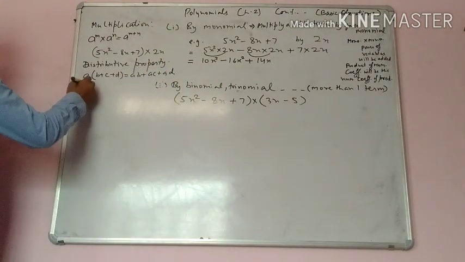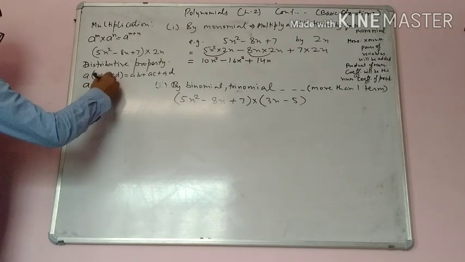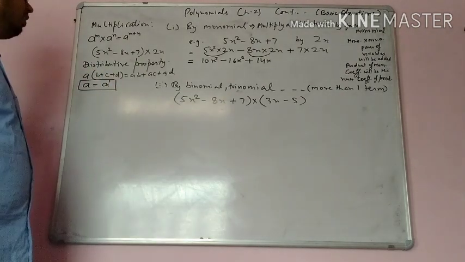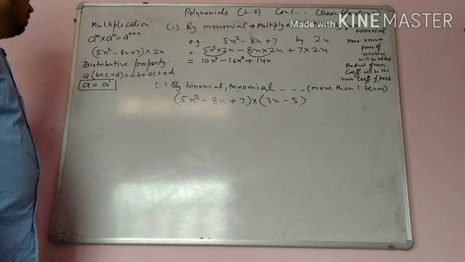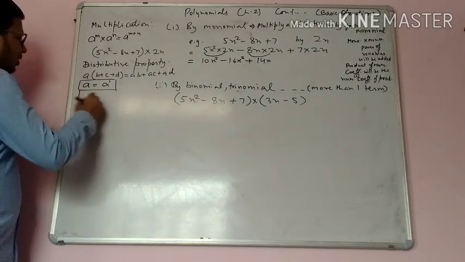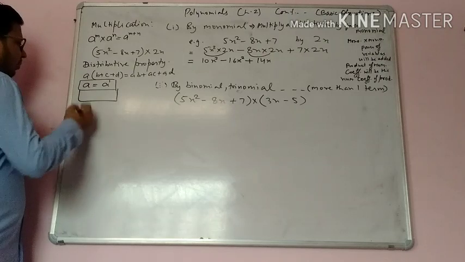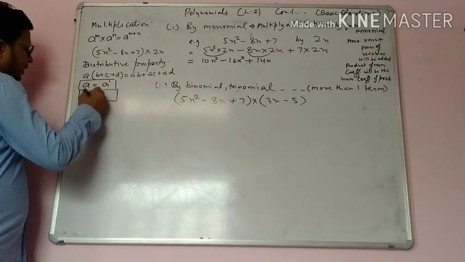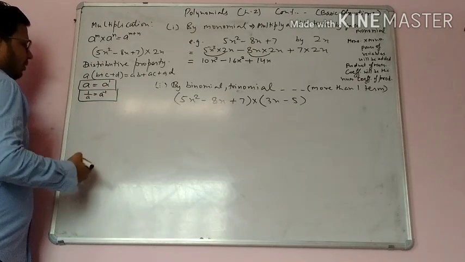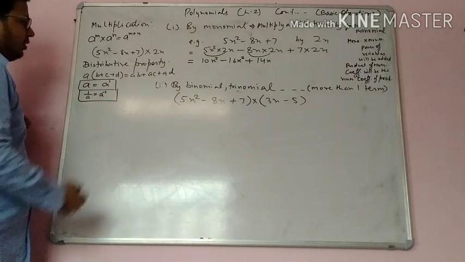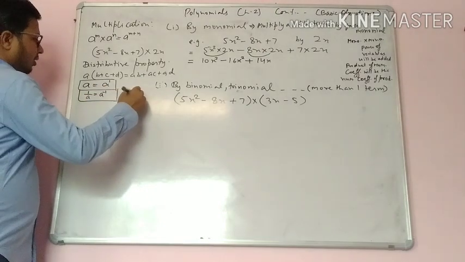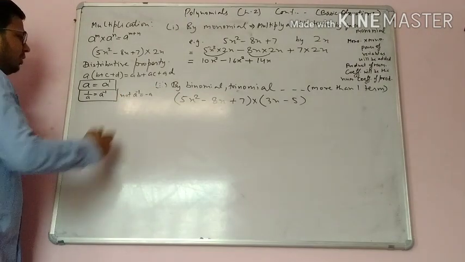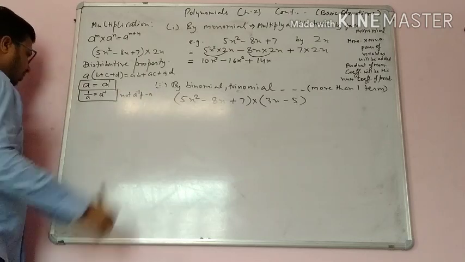Yes, remember that if a is written, that means a power 1. Clear about it? And remember that 1 upon a is equals to a power minus 1. Yes, not a power minus 1 is equals to minus 1. Clear about it? It is not equal to.